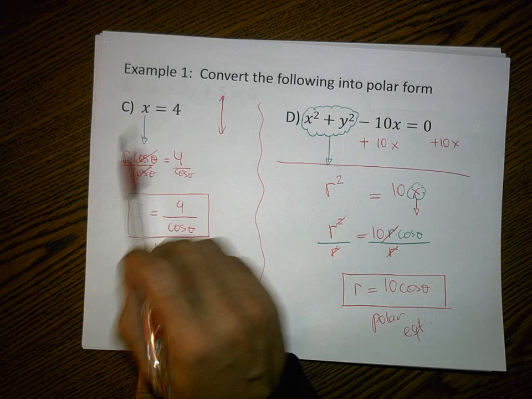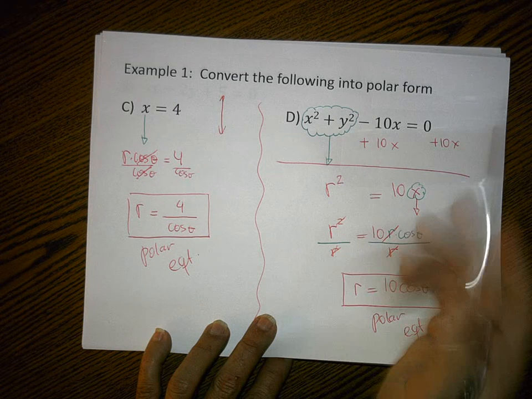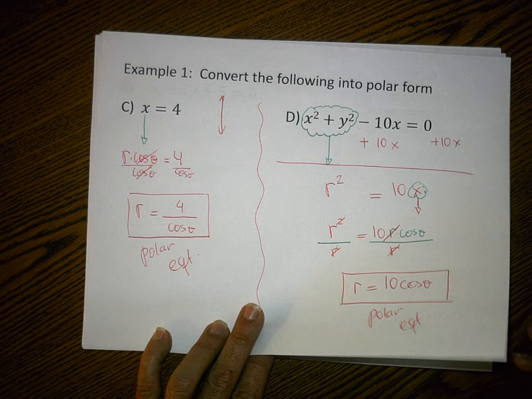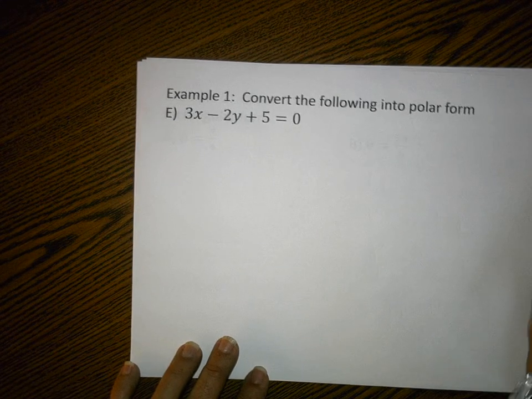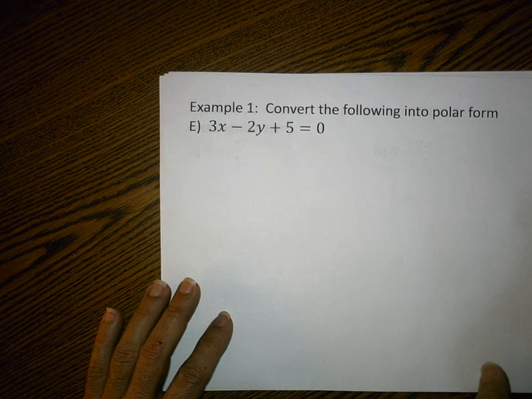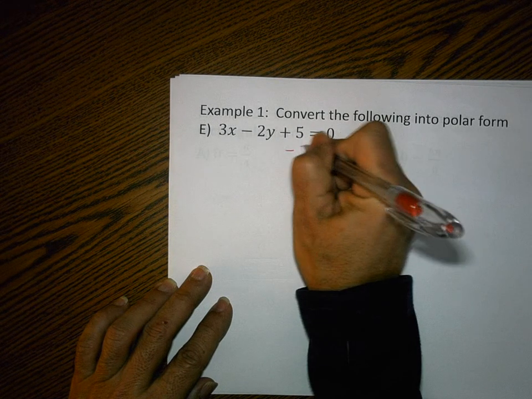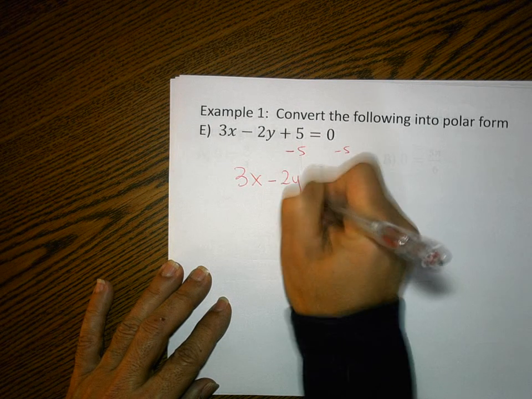What would I change here? This number. What would I change here? This number. So there's not a whole lot I can change, and the process keeps being the same over and over. Here we go. What did I change here? Well, the numbers a little bit. So let's go ahead and subtract this 5 to the other side. I have 3x minus 2y equals negative 5.